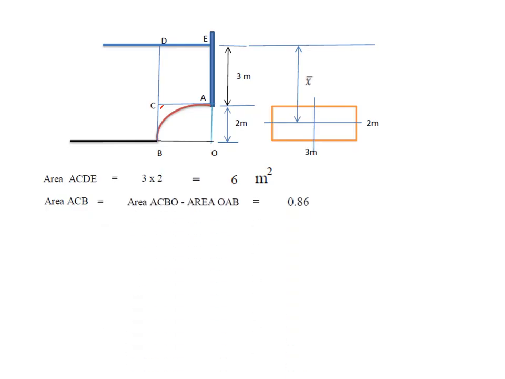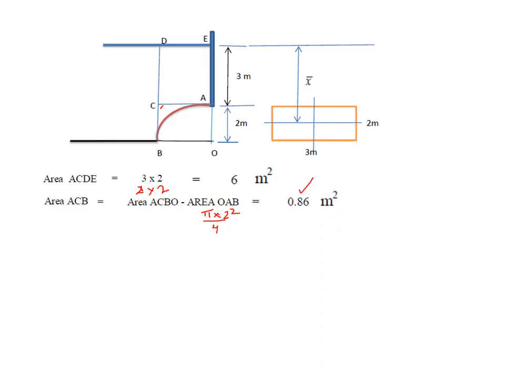Therefore, area ACBO is 2 meters by 2 meters. And the quadrant area is nothing but, here pi r square is the area of a circle, so pi r square by 4 is for the quadrant. So if I do this, I'll get 0.86 meter square.